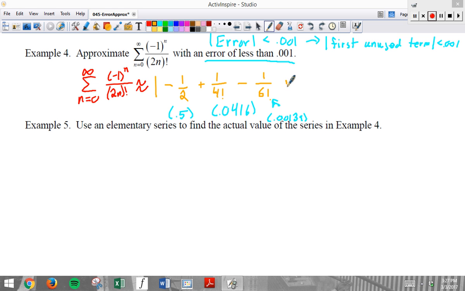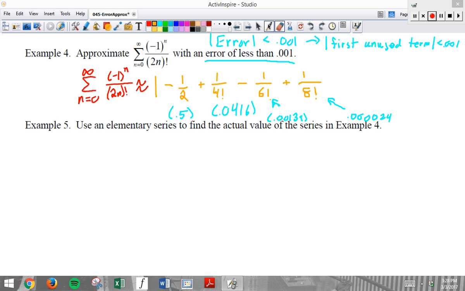Negative 1 to the fourth would be positive 1. 2 times 4, 8. 8 factorial. That's some humongous number. 1 divided by 8 factorial is 0.00024. So that's the first term where, if it were used as the error, the error would be less than 0.001. This would be the error as long as I didn't use it. So if I chop that term off, that would be the error, and the rest would be the approximation.